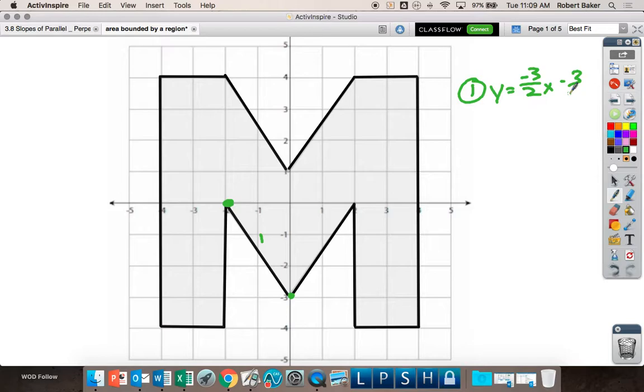So let's go with line 2. Count the slope of that line. What's the equation for line 2? 3 over 2x minus 3. So it becomes a positive slope, up 3 over 2, with the same y-intercept. So let's jump up here to line 3.